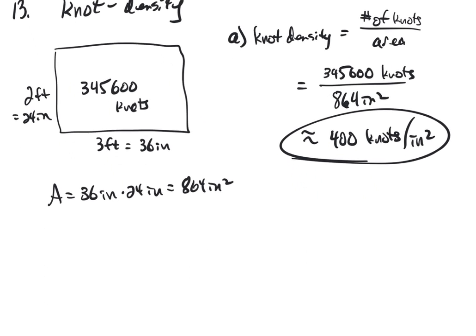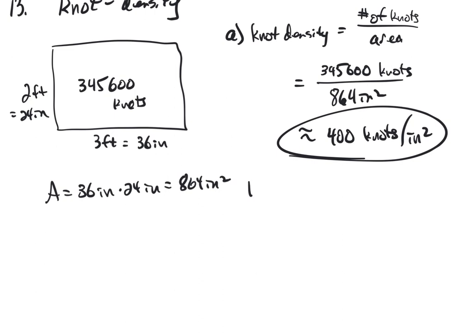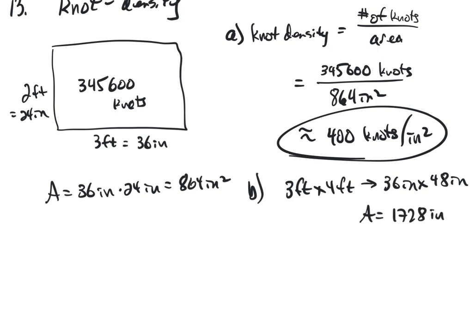Okay? And then to finish off, letter B gives us a rug that's 3 feet by 4 feet. So again, we'll have to turn that into inches, so that'll be 36 inches by 48 inches, which gives us an area of, 36 times 48 is 1,728 square inches. And then it says that rug has 604,800 knots.